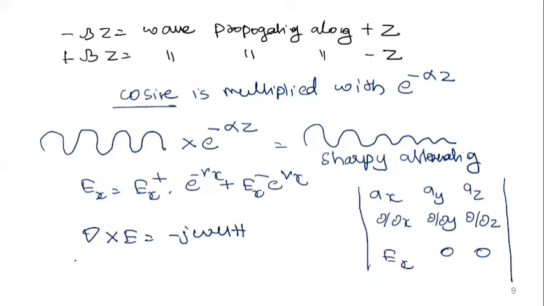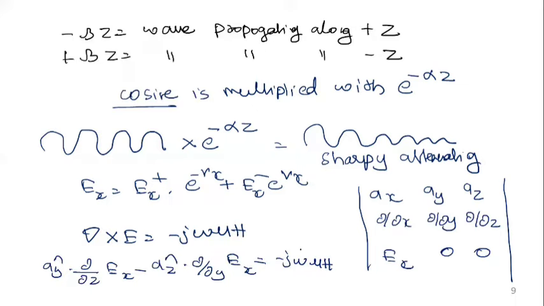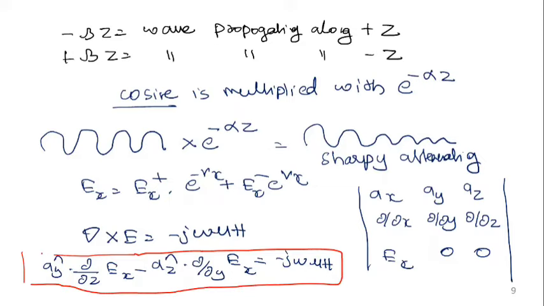Right? So when we take the cross product, the LHS will become Ay into dou by dou z of Ex minus Az into dou by dou y of Ex, which is equal to minus j omega mu H. Why did we take y and z as 0? Because we are considering only the x component, no other technical reason for that. Okay. So here we got this equation, right? So this is the equation that we arrived at.